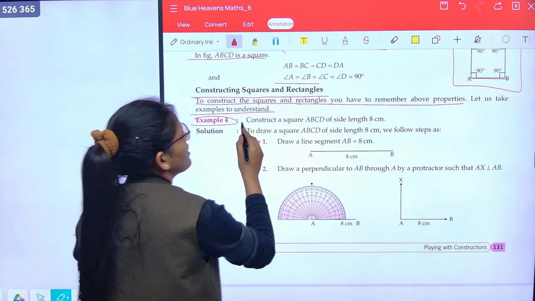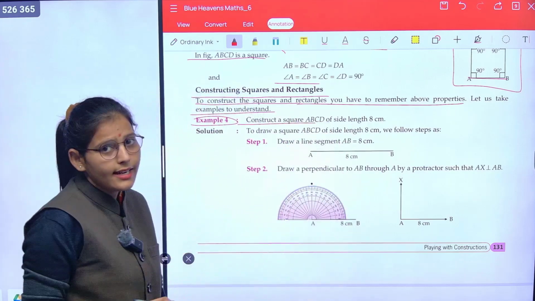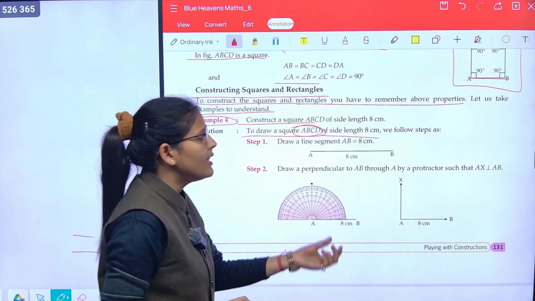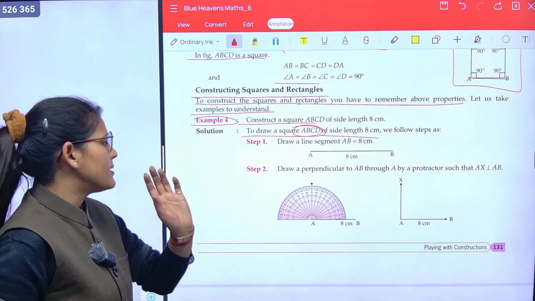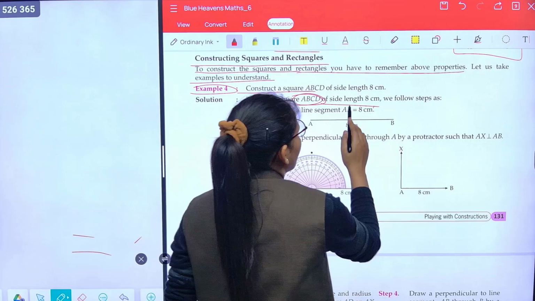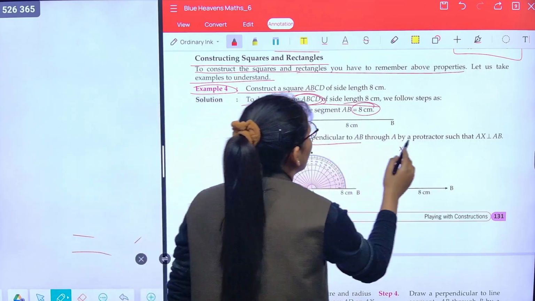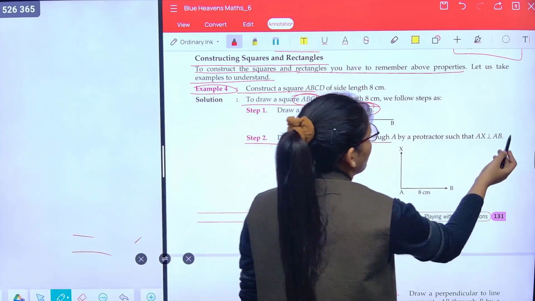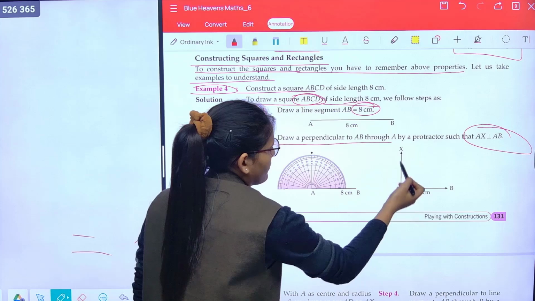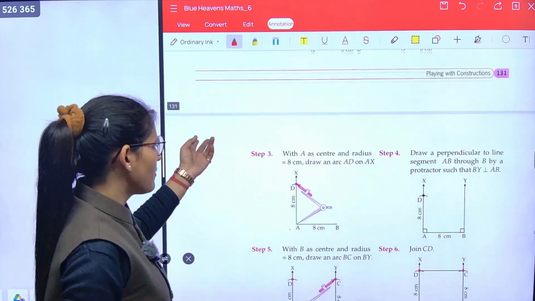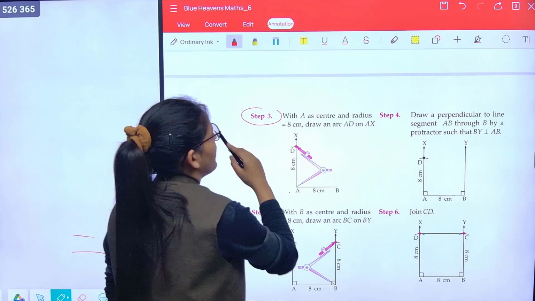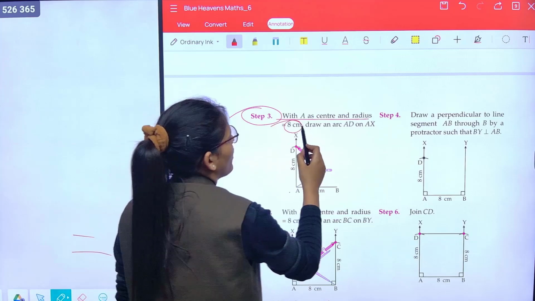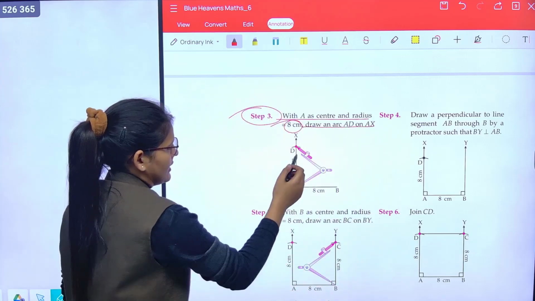Come on, example number 4. Construct a square ABCD of side length 8 centimeter. To draw a square ABCD of side length 8 centimeter, we follow steps as. Now class, draw a line segment 8 centimeter. Draw a perpendicular to AB through A by a protractor such that AX perpendicular AB. Now class, that is perpendicular. Now step 3, with A as center and radius 8 centimeter, draw an arc AD. AD, you can see here.